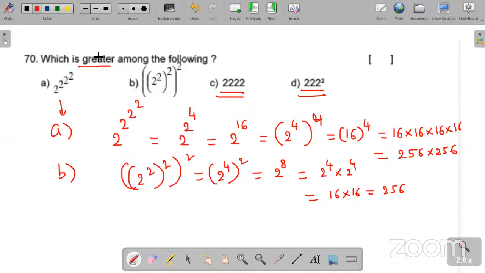So that means actually we need the greater value. This will be the greater value. A is the greater value.